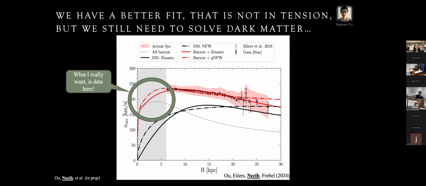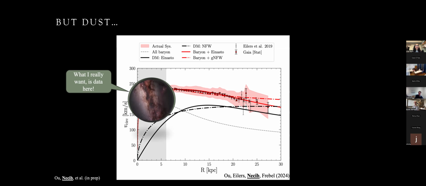And although I only took one astro class in my life, I learned that if there's anything bad, it's usually the dust you should blame. So here there is a lot of dust in the inner galaxy. That's why it's hard for Gaia to see through, because Gaia's in the optical.